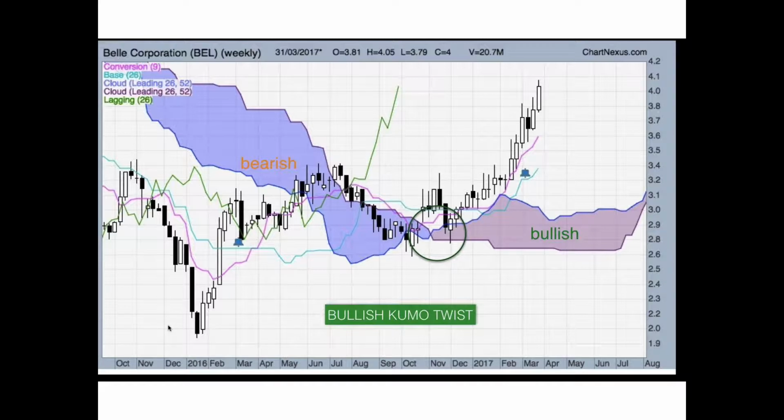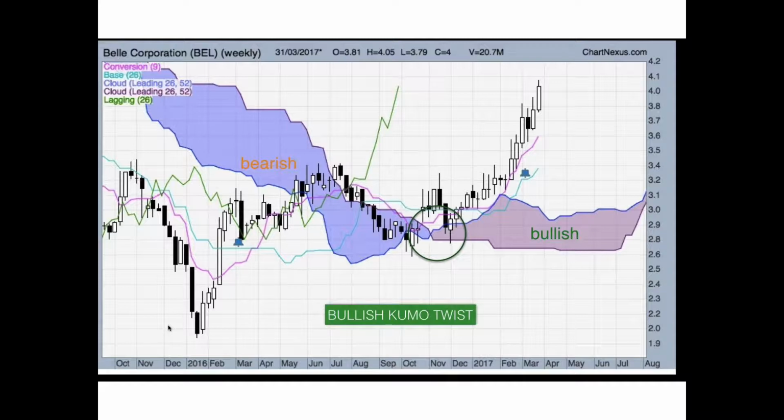So this bullish Kumo twist showed a possible change in sentiment from bearish to bullish for Bell when this happened at the 3 peso levels. So who would have known, if not for the bullish Kumo twist, that Bell would now be near 5 peso levels? The bullish Kumo twist tells you that. It tells you to prepare for a change in sentiment.